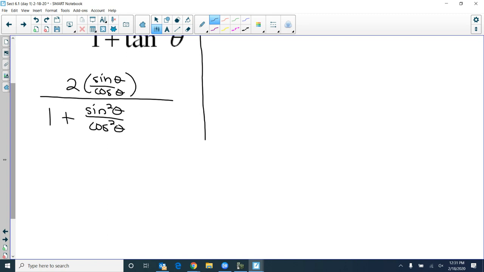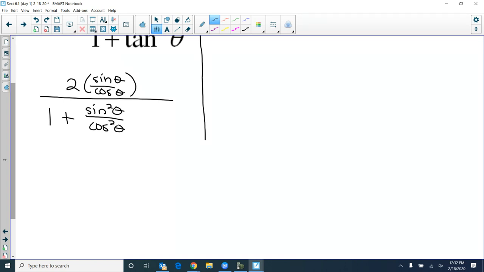Now, how do I go further? You have to add the denominator together. 1 plus sine squared theta over cosine squared theta. Well, how do I add them together? I have to get a common denominator. So what is that going to make that 1? Cosine squared over cosine squared, right? You got it. The better you are with fractions, the better this section is.